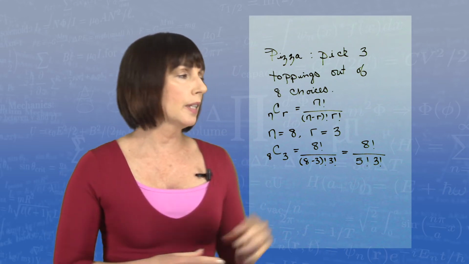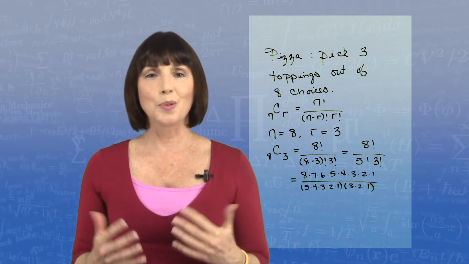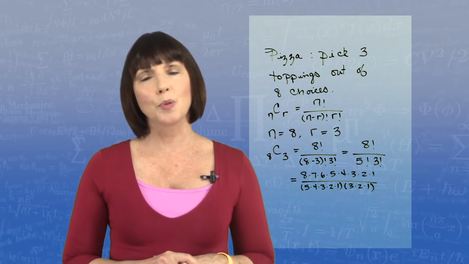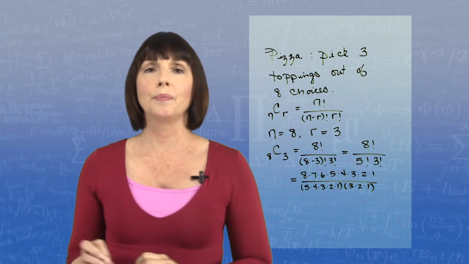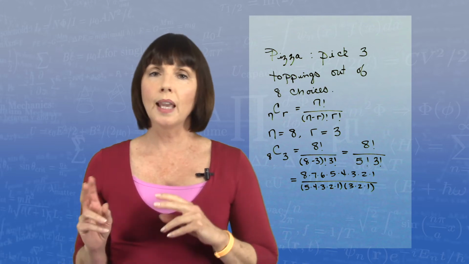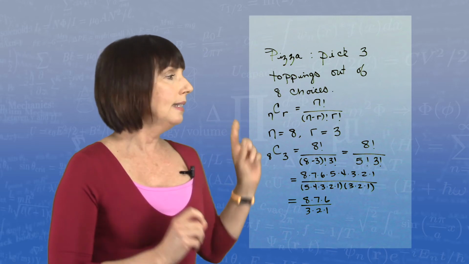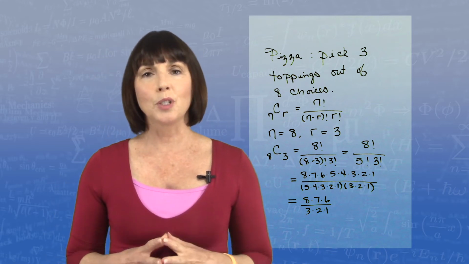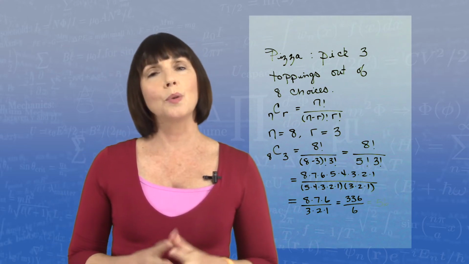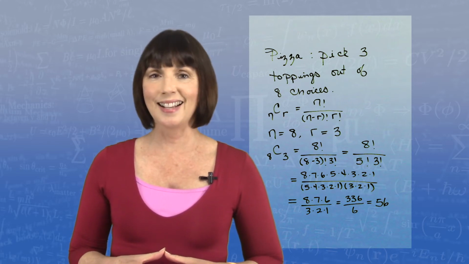And on the top, that gives us 8 times 7 times 6 times 5 times 4 times 3 times 2 times 1. On the bottom, we have 5 times 4 times 3 times 2 times 1 times 3 times 2 times 1. Now, you'll notice that everything from 5 to 1 on the top will cancel with that 5 factorial on the bottom. And that leaves us with 8 times 7 times 6 over 3 times 2 times 1. That's equal to 336 over 6, which is equal to 56. There are 56 possible pizza combinations in this case.